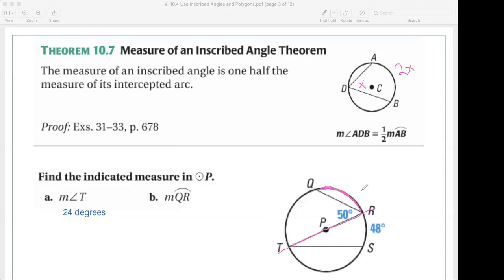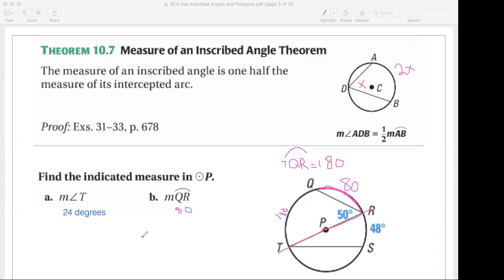So that means this whole arc, arc TQR, is 180. Okay. So what I see here, if this inscribed angle is 50, that means this has to be 100, because remember this is twice as big. So arc TQ is 100, which means the remaining has to be 80 because it is a semicircle. So arc QR is 80 degrees.